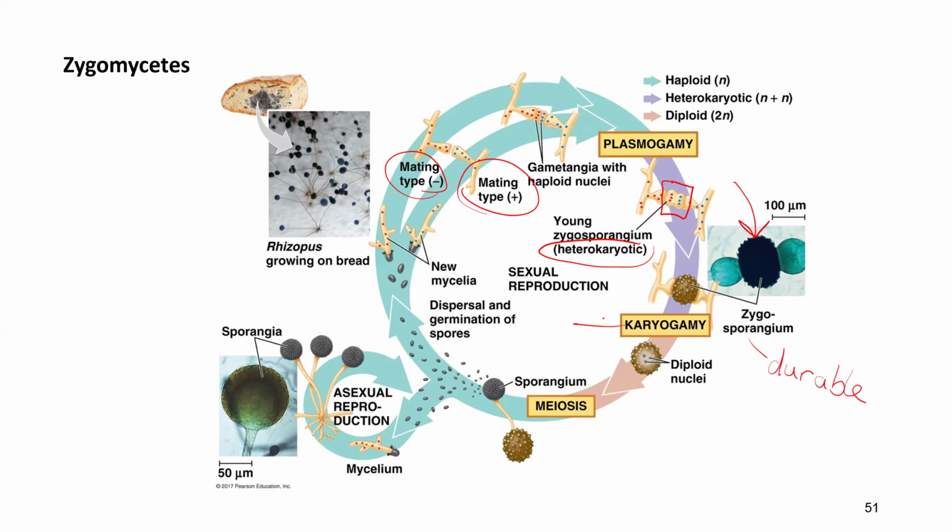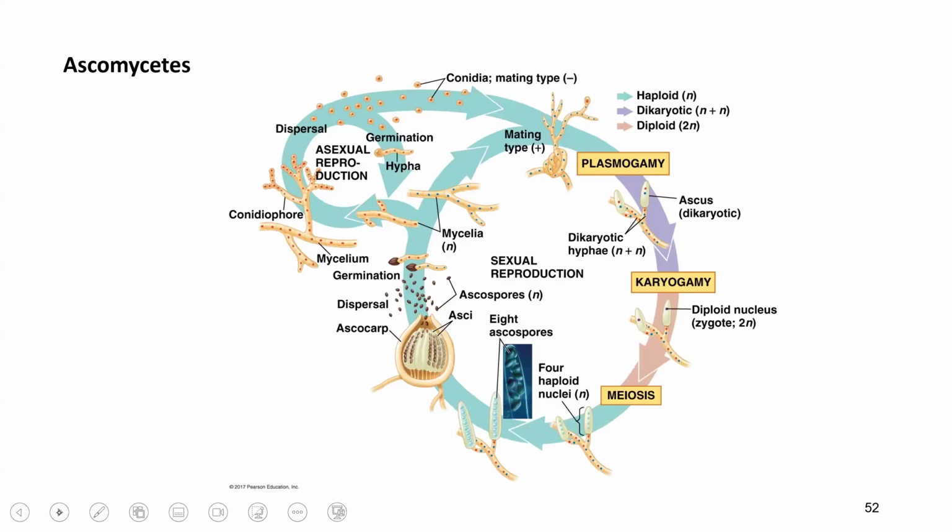And at some point we have the karyogamy where we get fusion of those nuclei, and then we undergo meiosis and we continue with our life cycle. But again, this heterokaryotic stage is really our unique portion. And this is similar to an endospore. We said the bacterial endospore.